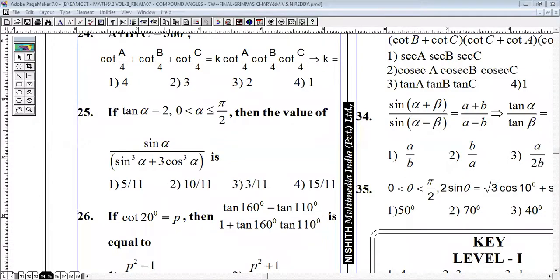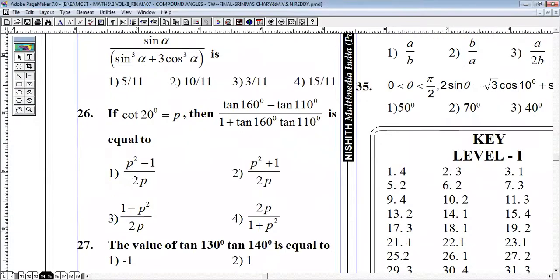Next, look at the 26th problem. This model of problem you have already solved in the first topic. So look at this: cot 20 degree is given as P. We have to find the value of tan 160 degree minus tan 110 degree upon 1 plus tan 160 degree into tan 110 degree.